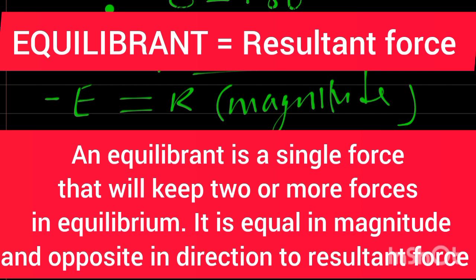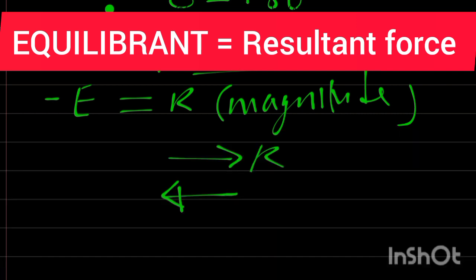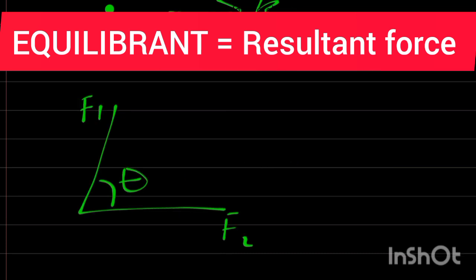Therefore, we can define an equilibrant as that single force that will balance two or more forces acting together. Just like a resultant force is a single force that will represent two or more forces in magnitude and direction, an equilibrant is a single force that will balance two or more forces in magnitude and direction. Anytime you are asked to calculate equilibrant, all you have to do is calculate your resultant, and change the direction of the resultant.